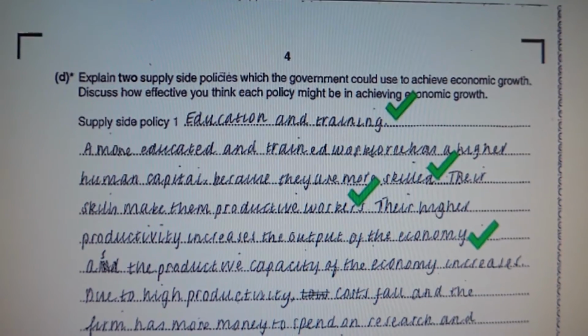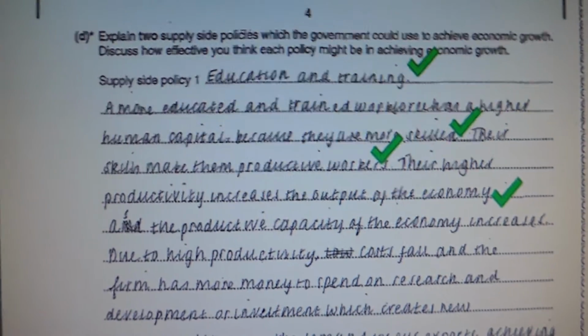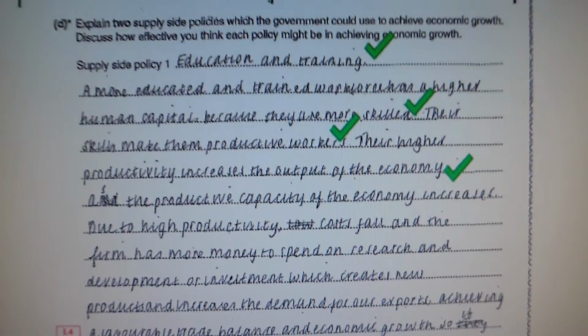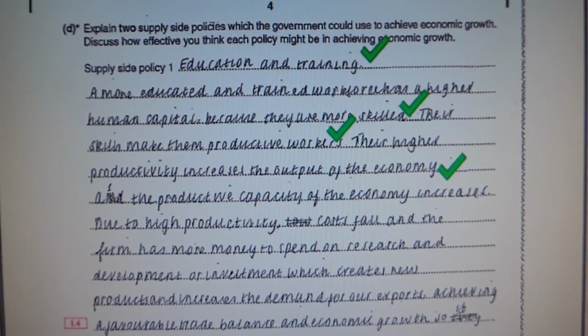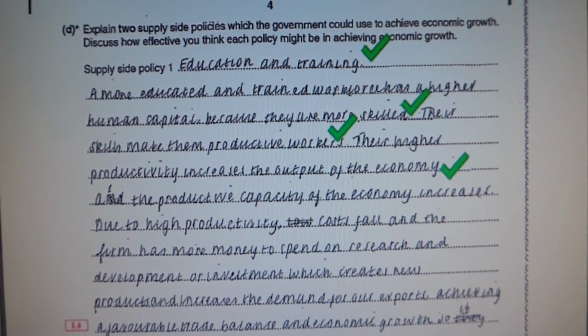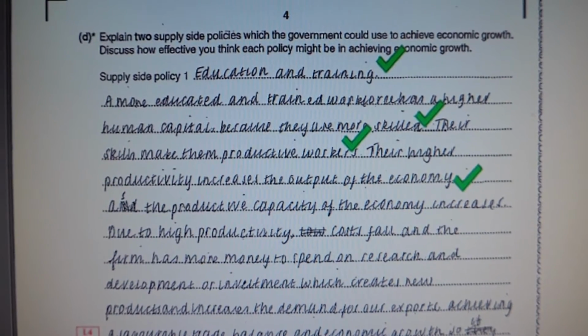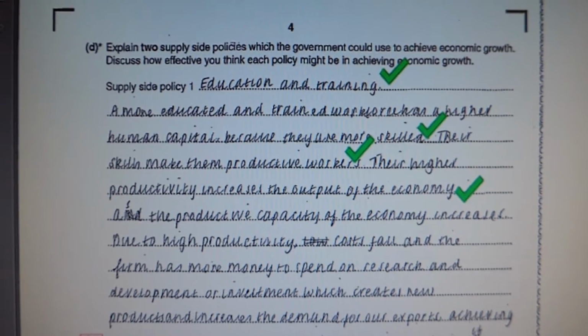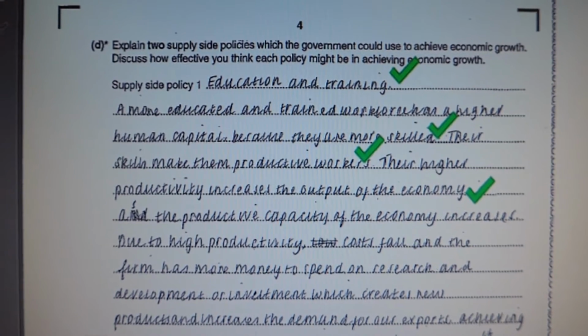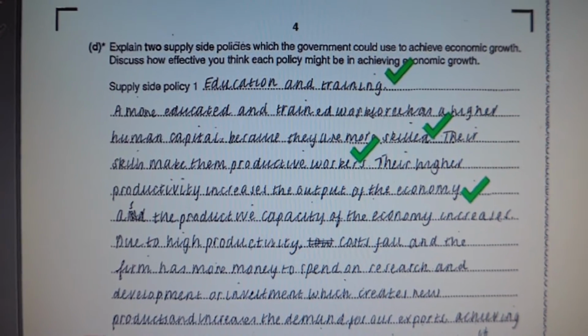And then we're into D. So now we're into the essay question, the first of the discussion style questions on this particular paper. Explain 2 supply side policies which the government could use to achieve economic growth. Discuss how effective you think each policy might be in achieving growth.